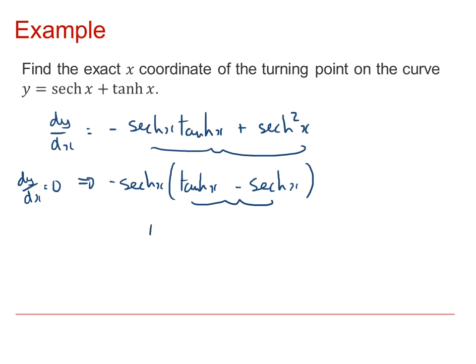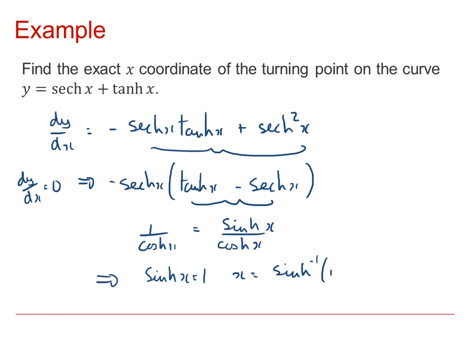So sech is 1 over cosh, and that must be equal to sinh x over cosh x. And therefore the only way that we can get that to be true is that sinh x is equal to 1, and so x is equal to sinh inverse of 1.